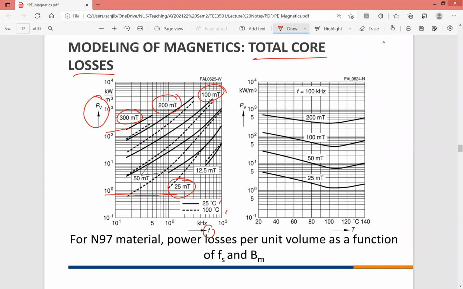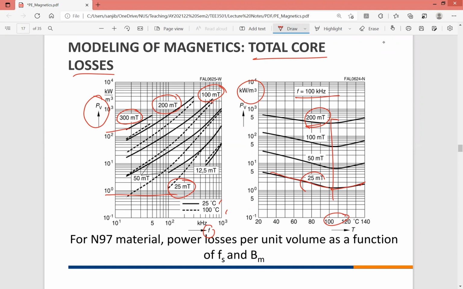The right-hand side figure again shows loss per unit volume, but at different temperatures, and the graphs are given for a given frequency and different flux densities. With higher flux density, of course, the losses will be higher, but you see there is a temperature variation. At higher temperatures, the losses seem to reduce, and then after that they go up again. So this is unique. It's not a linear or monotonic relationship. It decreases, and the losses are minimum at this kind of temperature.